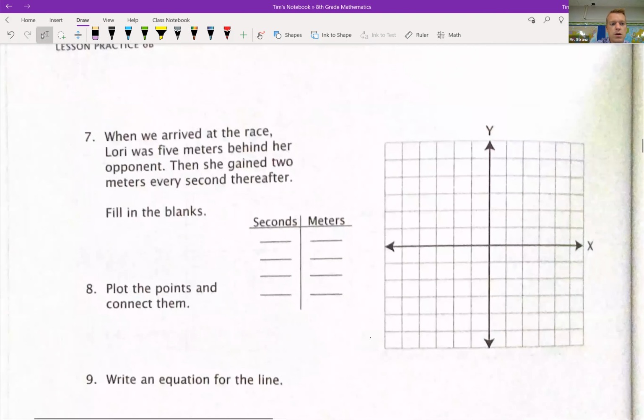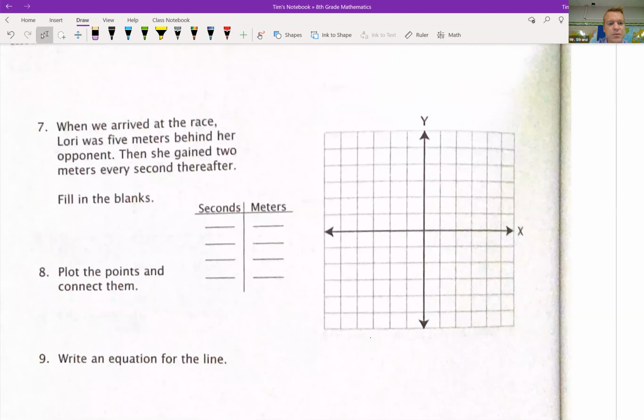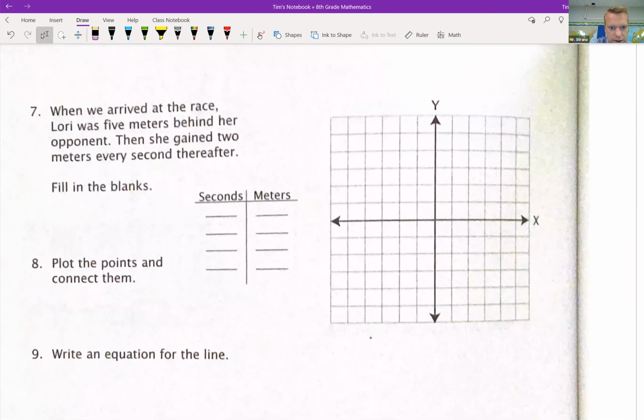Okay, when we arrived at the race, Lori was 5 meters behind her opponent. Then she gained 2 meters every second thereafter. So when they got there at the race, she was already 5 behind, so -5. Then she gained 2 meters every second. So after the first second, she gained 2 meters. After the second second, another 2. And then after the third second, another 2 meters, which is going to be positive 1.